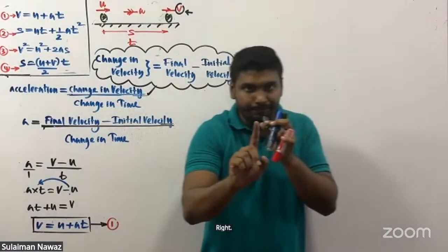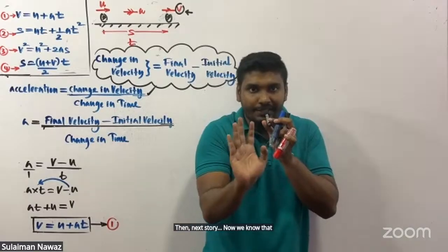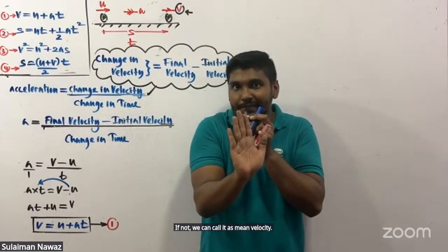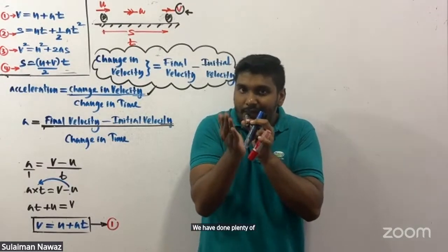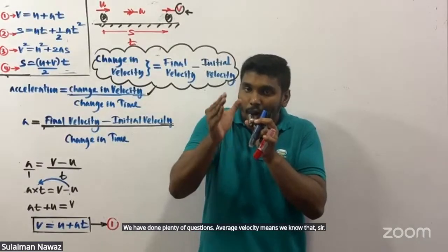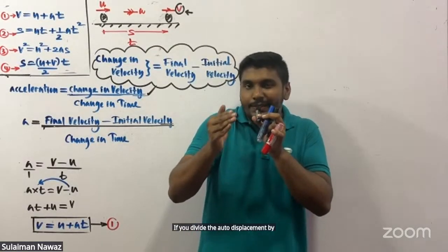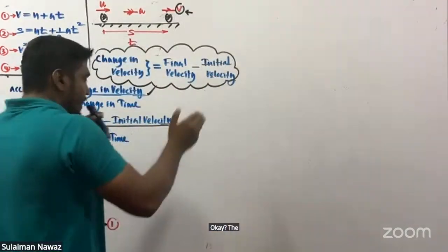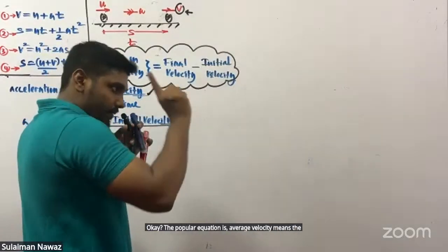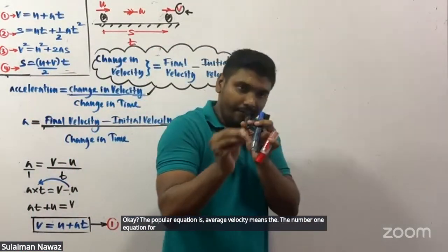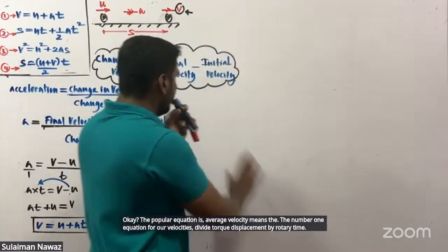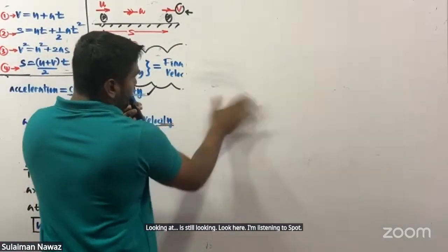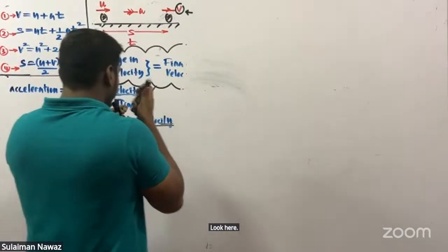Now the next story. We know average velocity, which we can also call mean velocity. What is average velocity? We have done plenty of questions. If you divide total displacement by total time, that is what we call average velocity. The popular number one equation for average velocity is total displacement divided by total time. Look here.